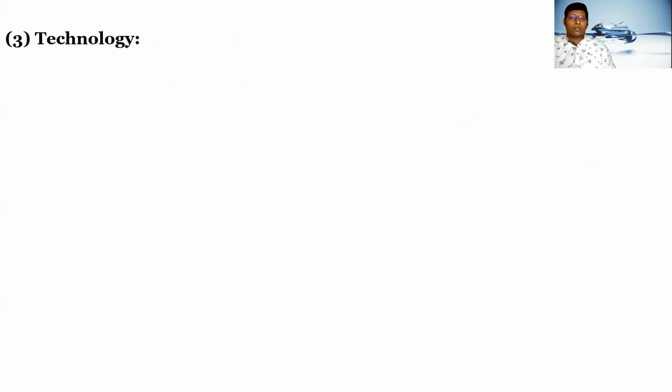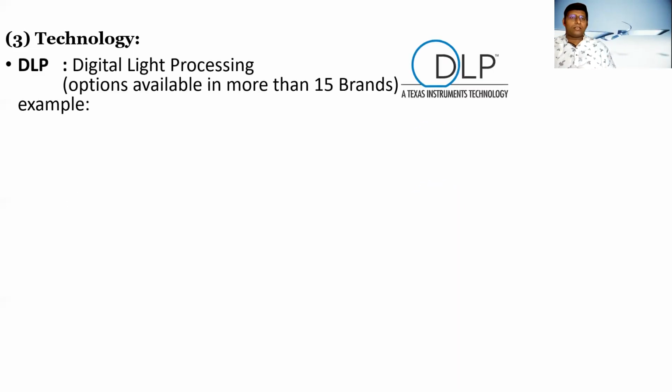So the third part is technology. The technology part is majorly useful for people like us, because once we understand the client's requirement, the technology matters a lot. In projectors, there are only 4 types of technologies. Number one is DLP, digital light processing.